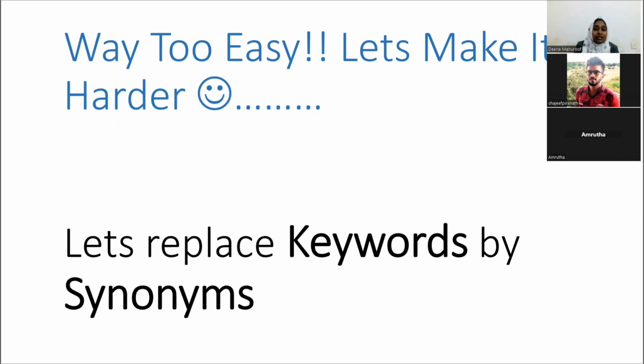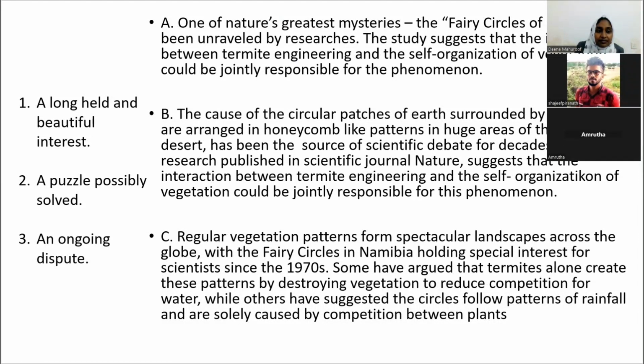And tricky questions means you don't get the same keywords. You don't find the same keyword in the question as in the text. You find synonyms. So let's see the question for example: a long-held and beautiful interest. Now if you read paragraph C, regular vegetation patterns across the globe, with fairy circles in Namibia holding special interest for scientists since the 1970s. So interest is there, special interest since the 1970s. That's quite a long time they've been interested. So a long-held and beautiful interest.